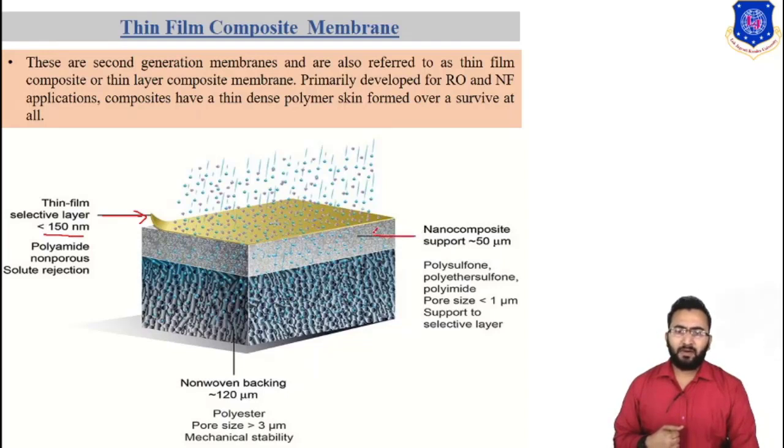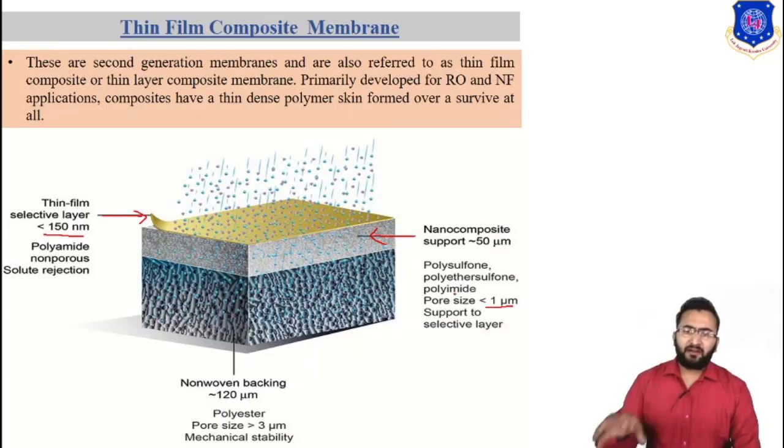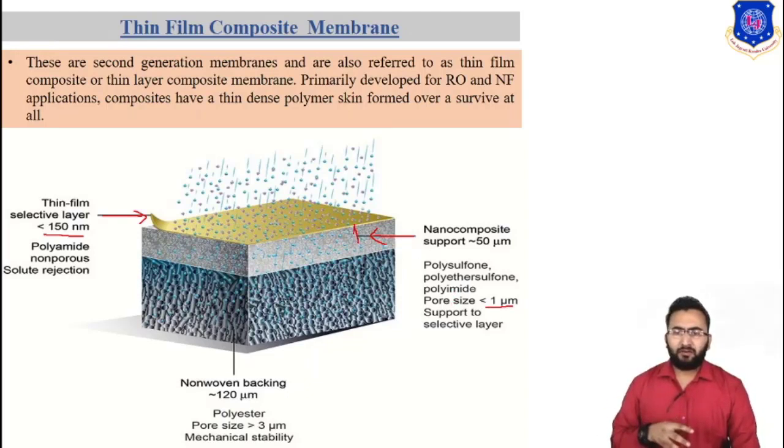The second layer of the membrane is made of polysulfone, polyether sulfone, or polyamide, whose pore size is less than 1 micrometer, which acts as support to the selective layer. So this layer is used to support the skin layer, or we can say the thin film selective layer. To support this layer, a non-woven backing support, whose pore size is 120 micron, is added to this membrane, which is made of polyester. So this is all about the thin film composite membrane.